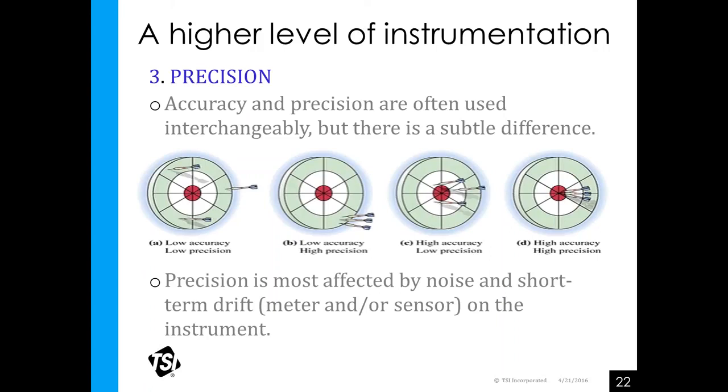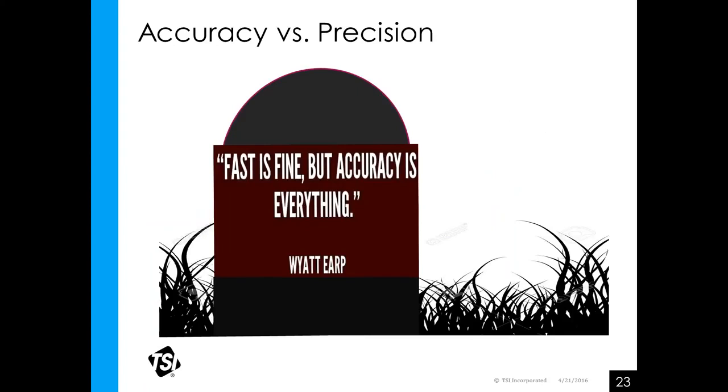Also, just know that precision is really affected by the noise and short-term drift on the instrument. And by the short-term drift, I mean both the meter and the sensor that the instrument is using. So accuracy versus precision. Yep, it's up for everybody to define, but it really is important to understand the difference between the two, and to choose your instrument accordingly based upon what you need.